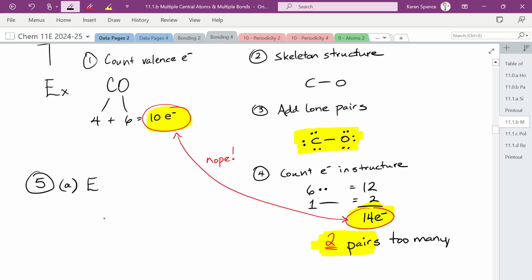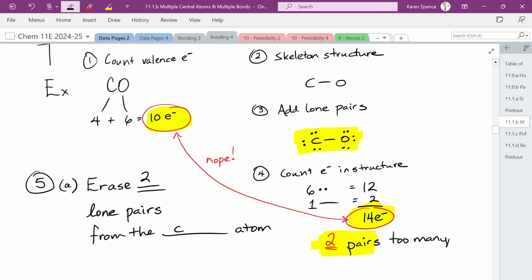We have to erase how many? 2 lone pairs. How did I know to erase 2 lone pairs? Because we have 2 pairs too many. And usually it will be from which atom? Central atom.